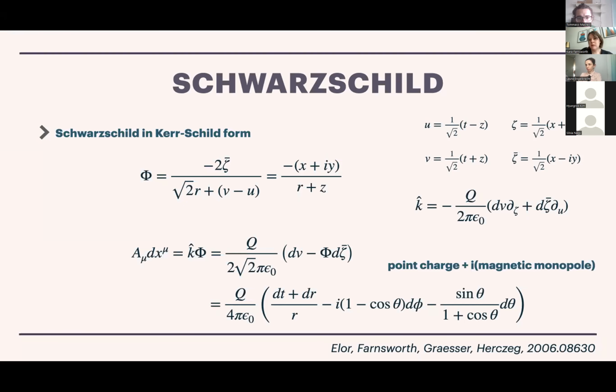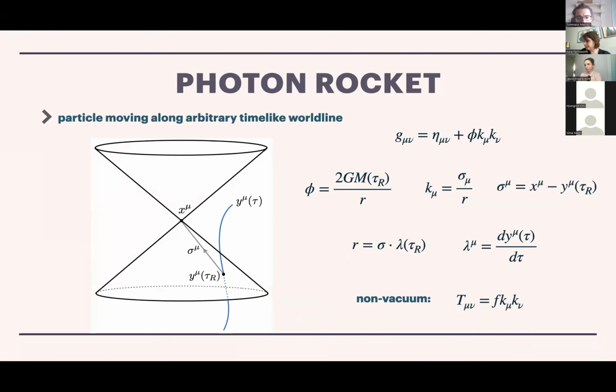Okay, so another example that we can think about is this photon rocket that I mentioned earlier. This is an example of a non-vacuum and non-stationary solution. The stress energy tensor in this case is equal to something like k mu k nu, where it's the same k vector. So this is the gravitational solution describing a particle moving along an arbitrary time-like world line. So it has arbitrary acceleration also.